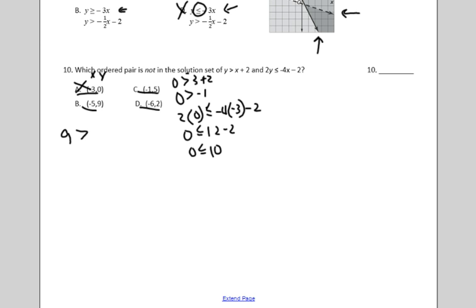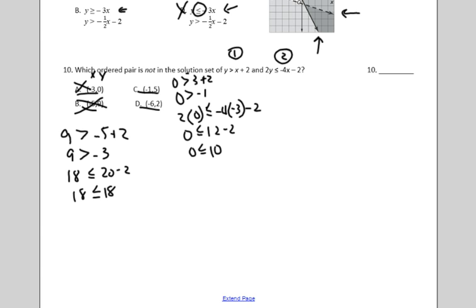9 is greater than negative 5 plus 2. I plug it into the first, this is inequality 1 and 2. 9 is greater than negative 3. That's true. 2 times 9 is 18, less than or equal to 20 minus 2. 18 is less than or equal to 18. That's true. So this is part of the solution.